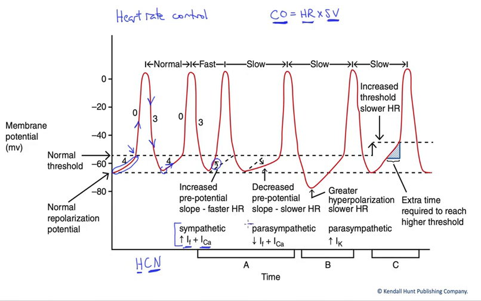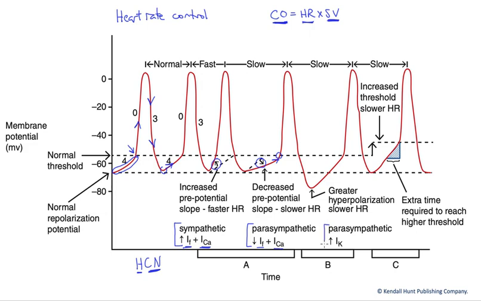When the parasympathetic system is dominant, as during rest, we would get a decrease in cyclic AMP. That, of course, would reduce our funny current, our sodium influx. We would also get a reduction in calcium influx. That's going to slow our rate of depolarization during the pre-potential. Now it's going to take longer to reach threshold way over here, and our action potentials will be farther apart in time, a slower heart rate.